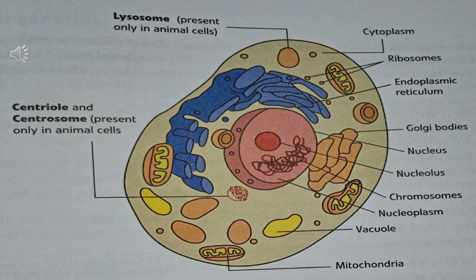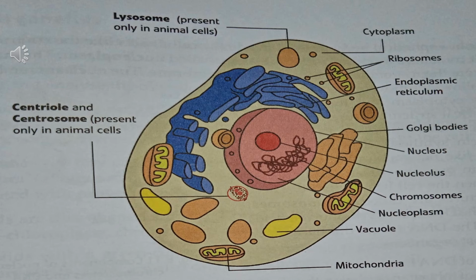Now look at this picture. This shows the animal cell, children. Both plant and animal cells have similar structures like cell membrane, nucleus, and cytoplasm. There are some differences between the plant cell and animal cell, like cell wall, chloroplast, and a big vacuole.